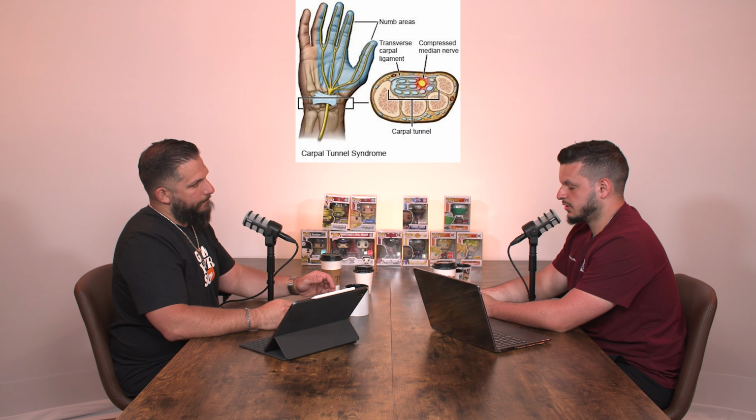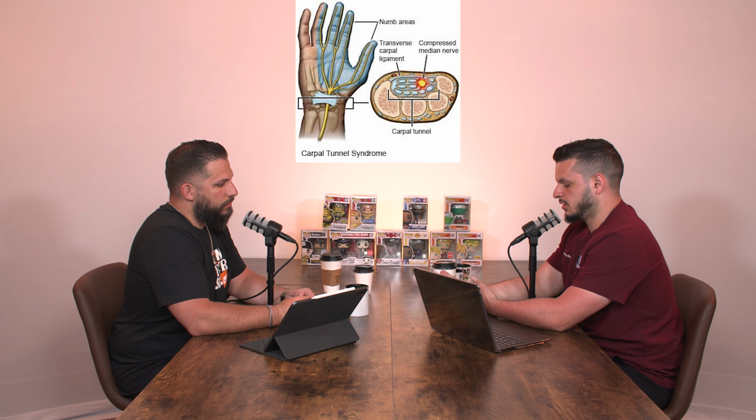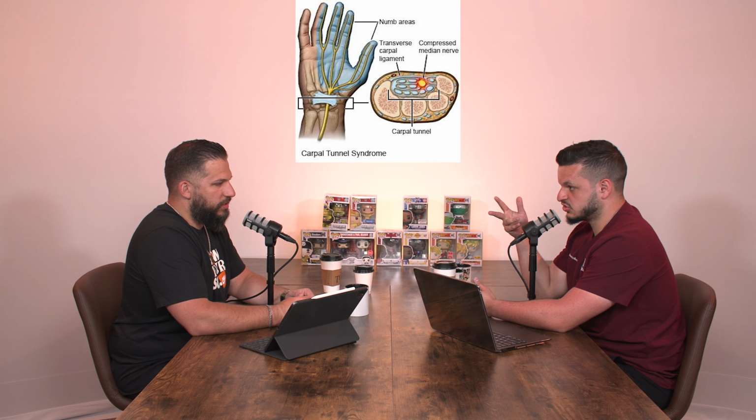Carpal tunnel is the compression of the median nerve. A lot of times what we see is there is a transverse carpal ligament that follows the wrist, and basically it's compressing that median nerve. I believe it's called the flexor retinaculum. That compresses it. A lot of times people do surgery for that ligament, and literally they just chop the ligament. But there's alternatives to that.